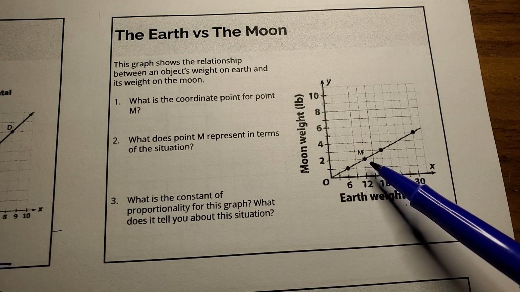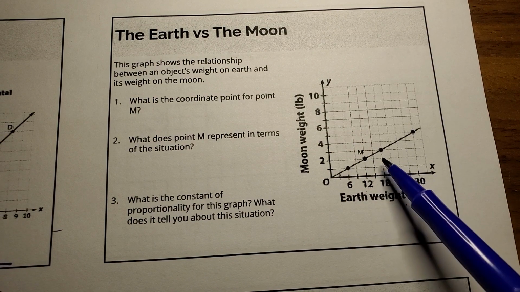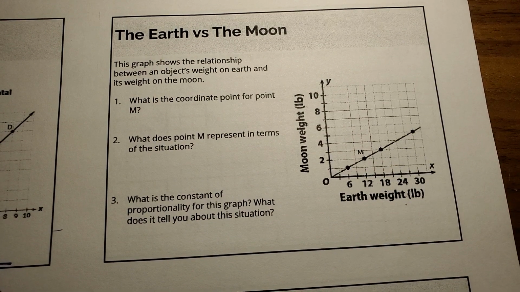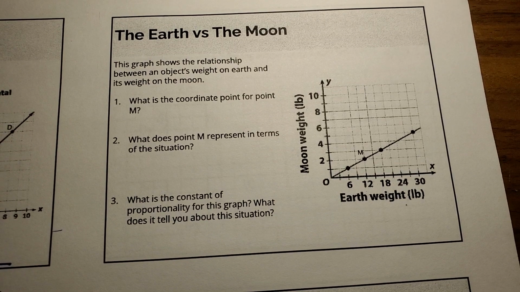Number 1, what is the coordinate point? What is the coordinate point for M? What does it mean in terms of the situation? What is our constant of proportionality? That one's going to be tricky. And what does it tell you about our situation? Go ahead, pause here. Come back to me once you are ready.